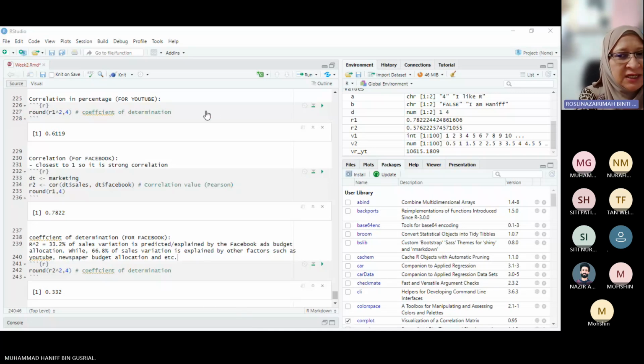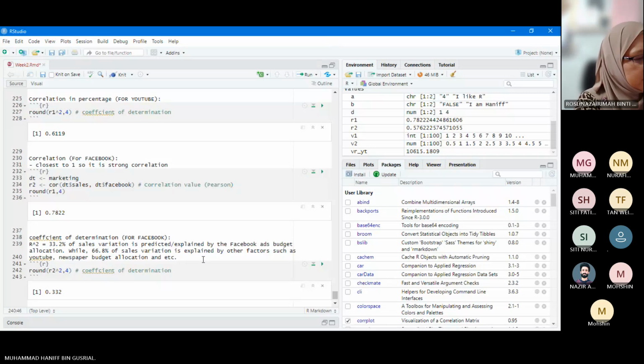Do you understand, Doctor? Mr. Mohsin, can you follow? Do you understand what Mr. Hanif is doing? Okay, on the coefficient of determination, I made a mistake there, at line 242, the coefficient.